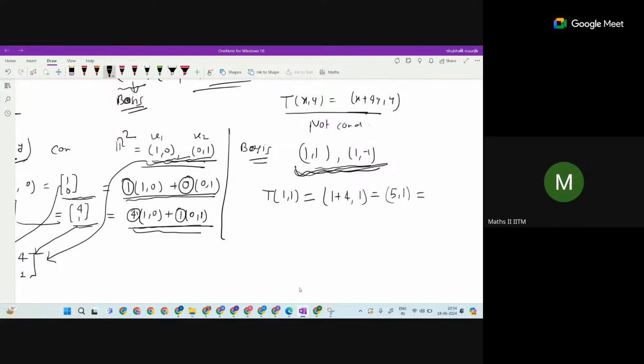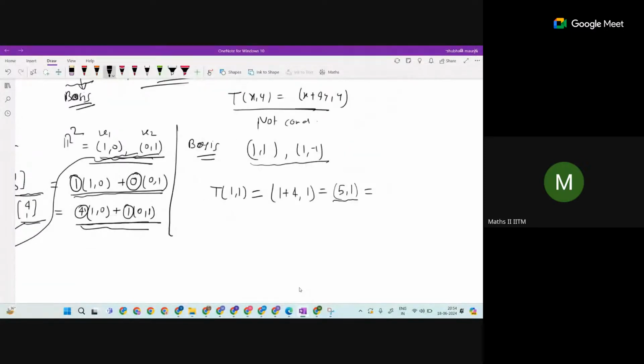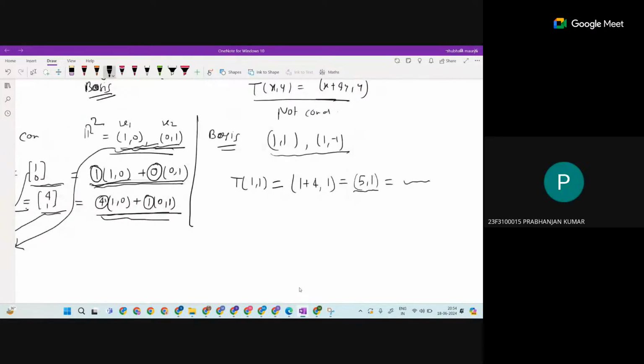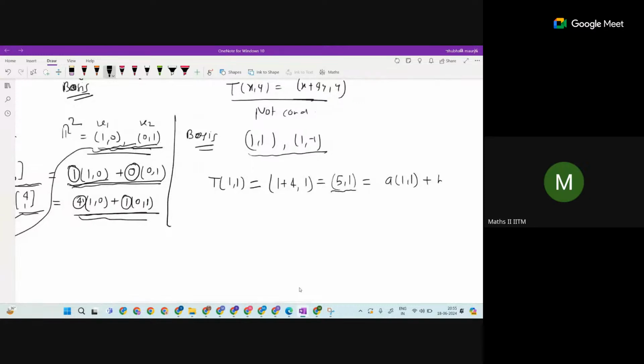And now we'll try to express this vector. How will we do this? It was easier before, but it is not easy now. It is going to be A times (1, 1) plus B times (1, -1), because we want these coefficients.